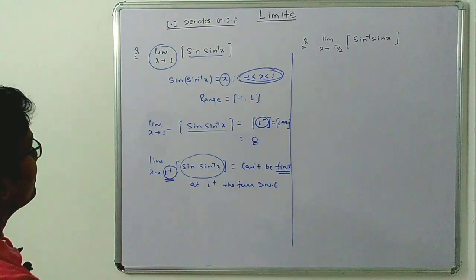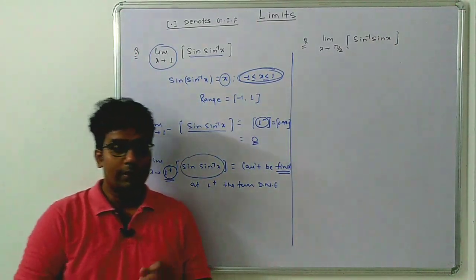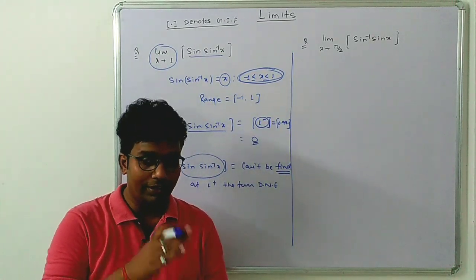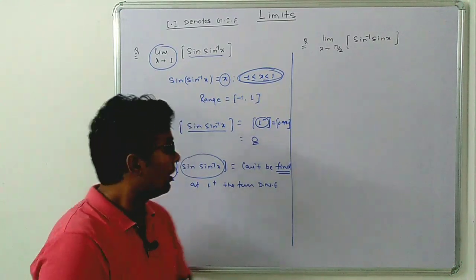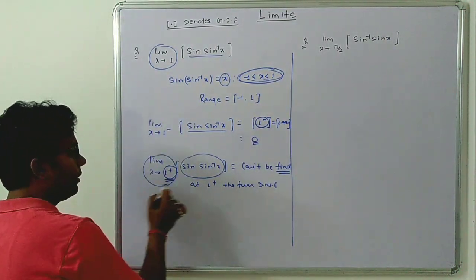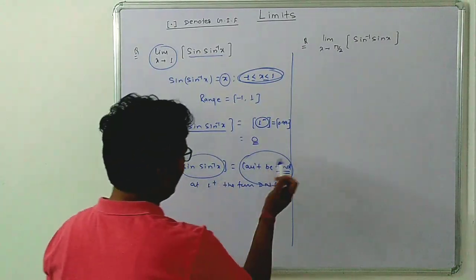So if they are asking you limit x tends to 1 of sine inverse x, it means basically they just want to ask you limit x tends to 1 minus. If you try to find the two-sided limit, you will not be able to find it because it is undefined for 1 plus, right?